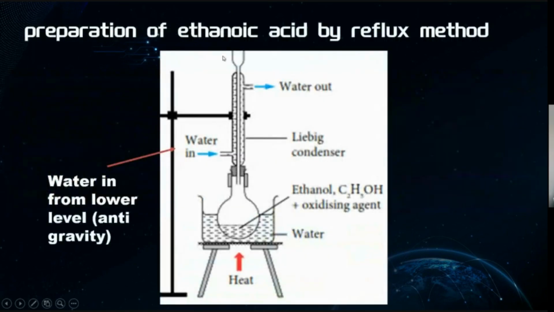Ethanoic acid. Another method here is using the reflux method. Here, the same alcohol with the oxidizing agent, like potassium manganate(VII) solution, then you can get the carboxylic acid also. For the Liebig condenser, the water in must be from the lower level, which is against gravity.